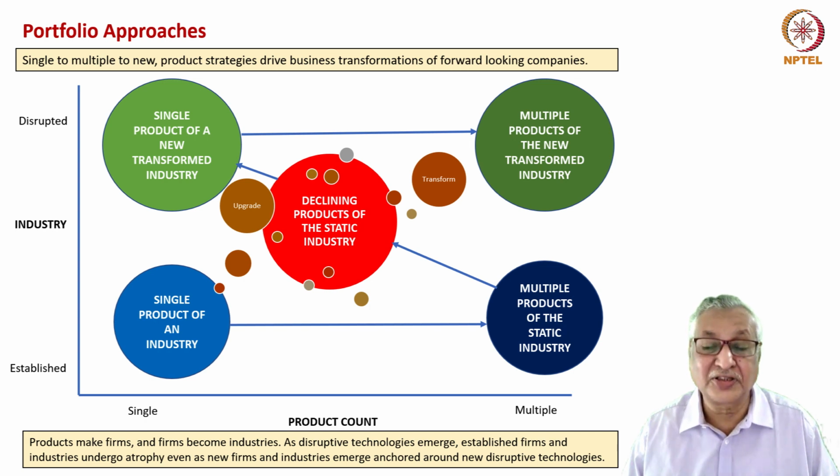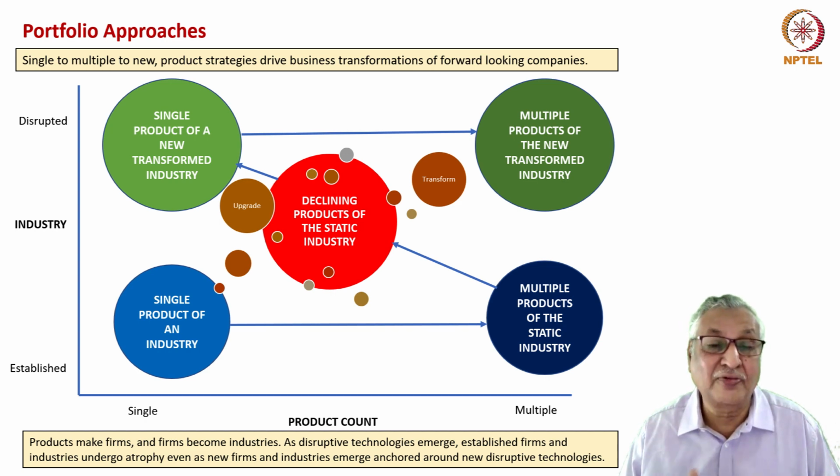Let's plot on the x-axis the product count of a firm and on the y-axis the nature of the industry. Obviously, this is a hypothetical case. When you have a single product and you operate in an established industry, you can be classified as a single product of an industry type. That is, your product focus is one of having only one product within an industry that is established. What is the logical move from there? You would try to have multiple products of the same static industry. With time, you will keep increasing the product count.